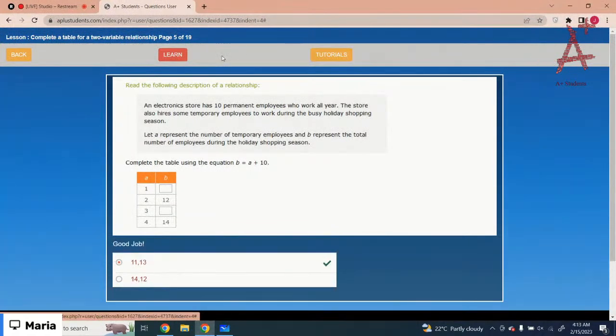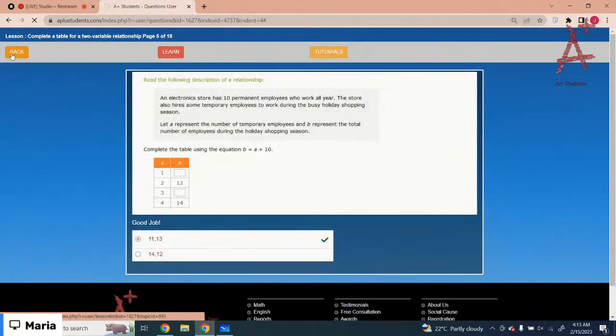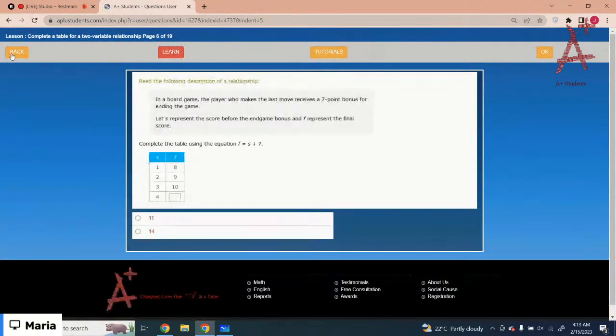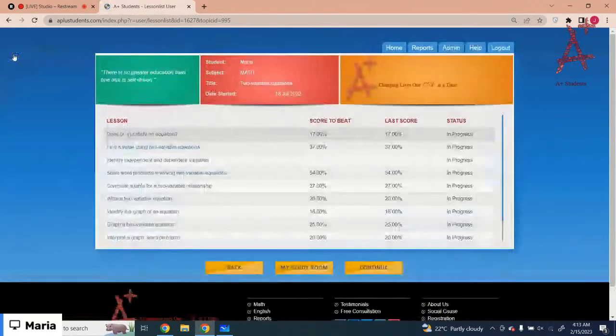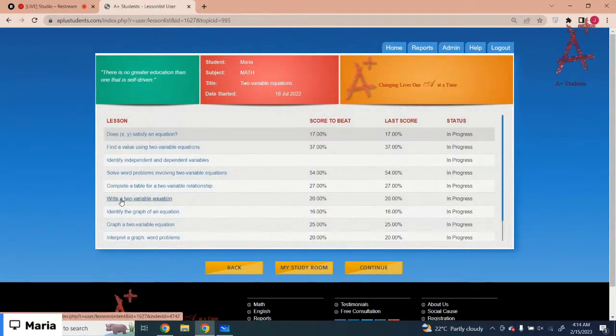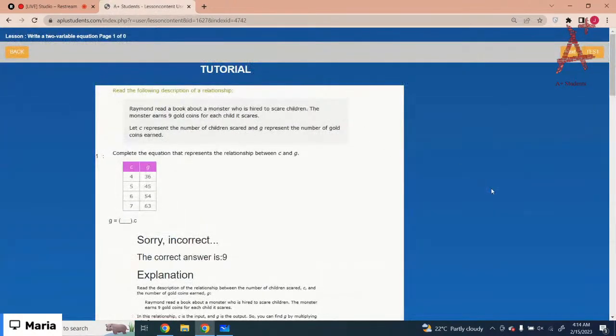Okay, you can complete the test by yourself later today. Let me just move on to the next lesson. Okay, I forgot to click on the OK button. You can complete the test by yourself later today. Let me just move on to the next topic. The next topic is write a two variable equation. Let's just start with the next lesson, that is write a two variable equation.